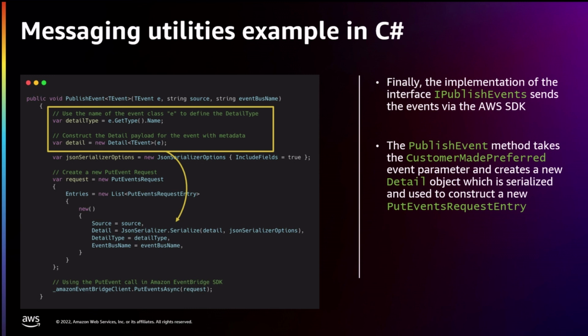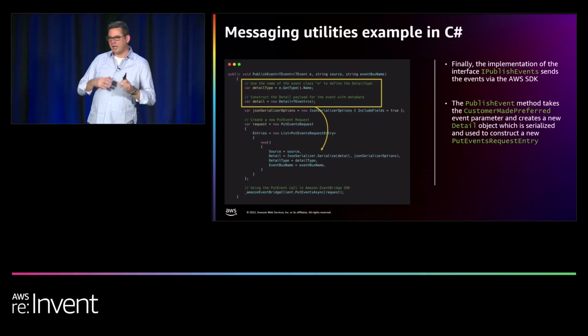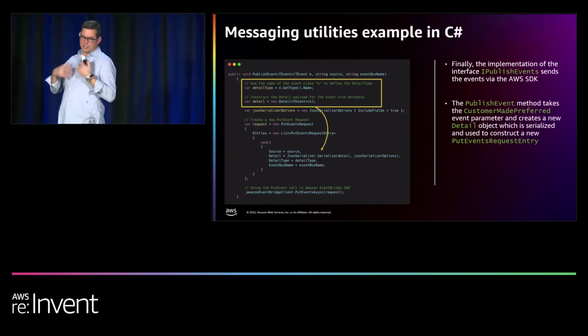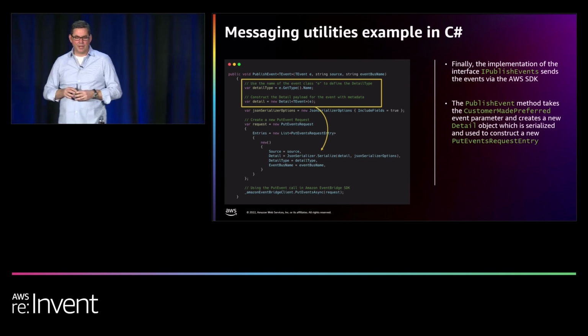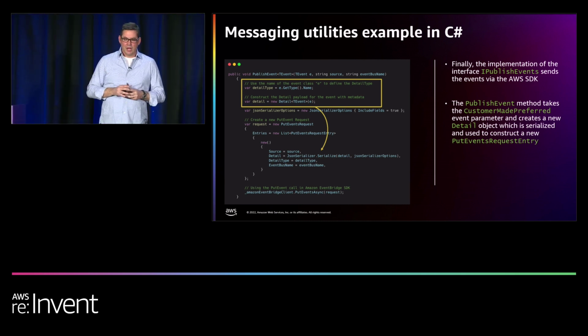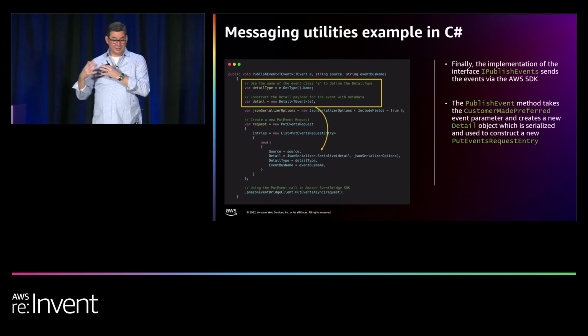Now, with these classes and interfaces defined, the caller then simply needs to create a new customer-made-preferred event and send that to the utility library via the publish event method. This implementation then abstracts the EventBridge SDK and takes care of creating the required detail property with our event data and the metadata.